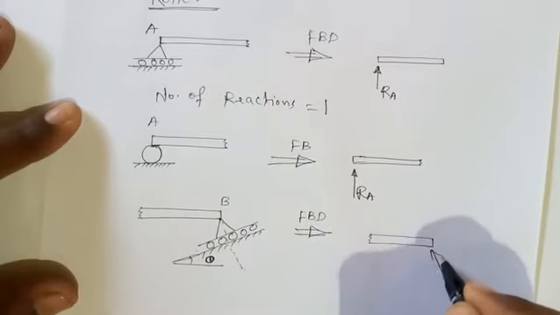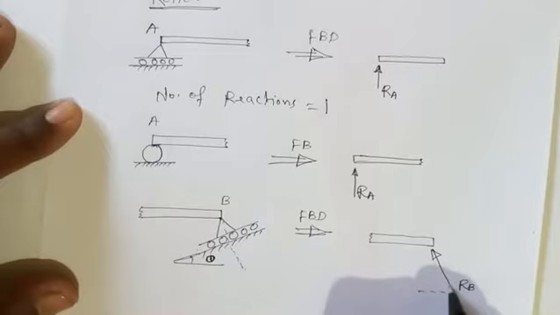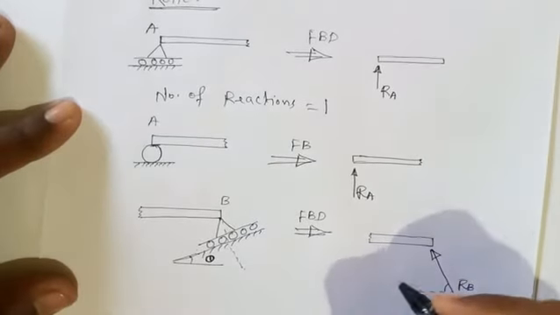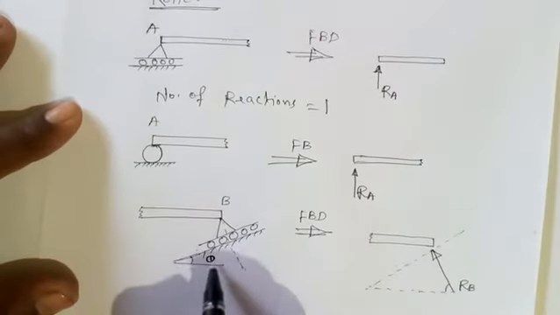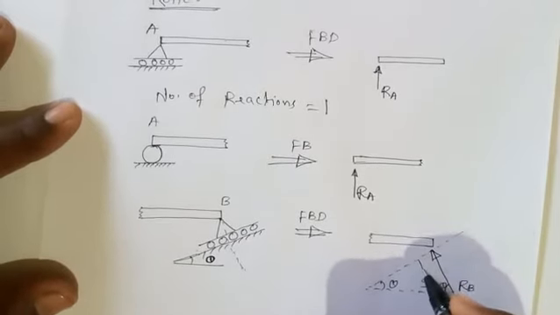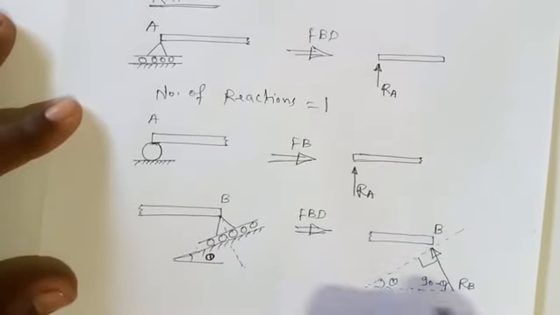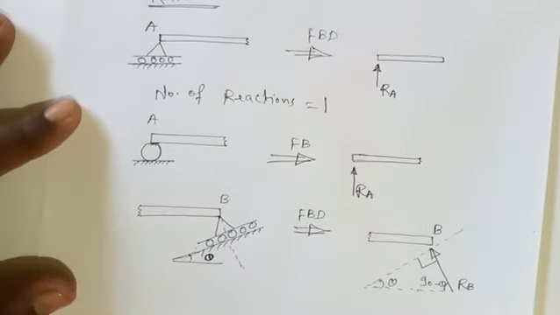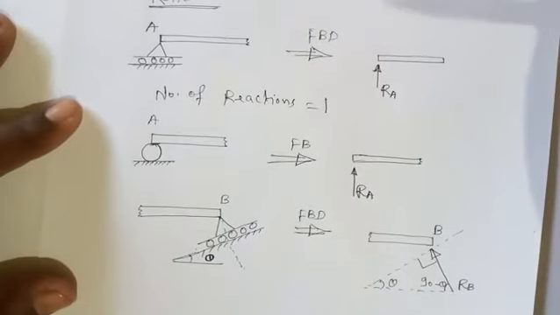So you can show that this is reaction RB, and the angle made by this reaction, as this is the direction of the plane, and here you can see this is theta angle. So if this is theta, the reaction will make 90 minus theta angle, because this angle is 90 degree. So in this way also you can show the reaction at point B. So this type of support is called roller support. So you can see simple support as well as roller support offers only one reaction.